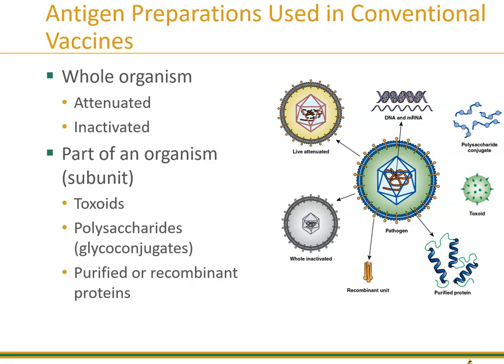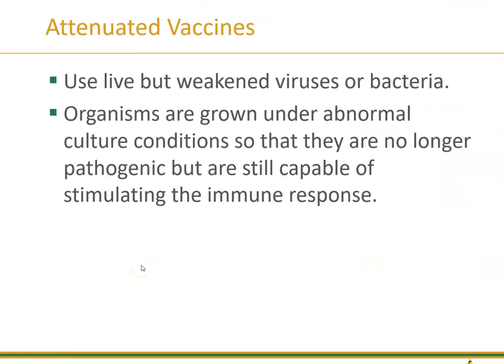So it's showing you different examples of that. A polysaccharide, which is a type of glycoconjugate. Or we can use purified proteins or recombinant proteins. So the attenuated vaccines, like I say, are live, but they are weakened, either viral or bacterial. We grow these organisms under abnormal conditions, so they are not considered pathogenic, but are still capable of eliciting the immune response that we need.